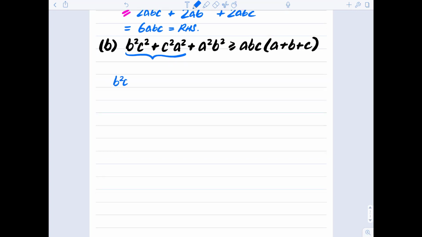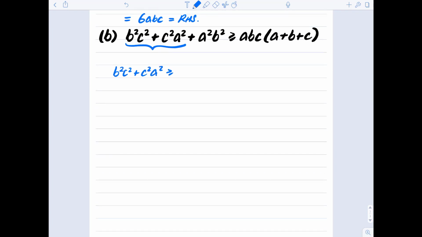b squared c squared plus c squared a squared is bigger than or equal to, using Cauchy's, this is bc squared plus ca squared. So this is bigger than 2bc·ca, which is 2abc squared, where c appears twice. Nice, let's call this 1.